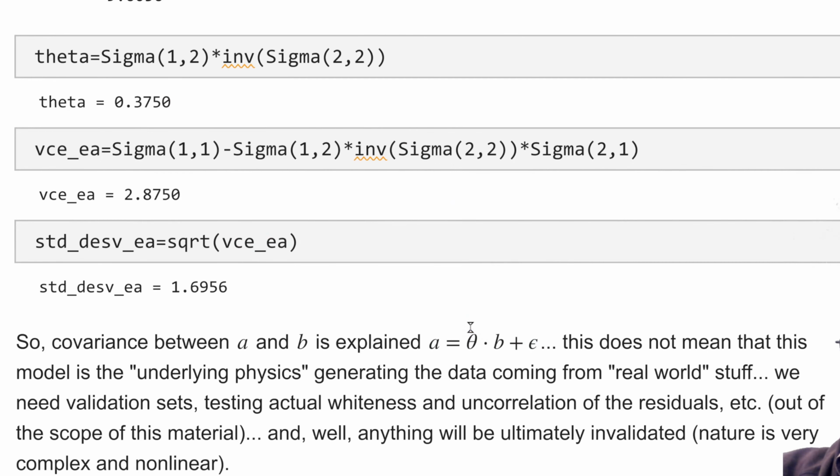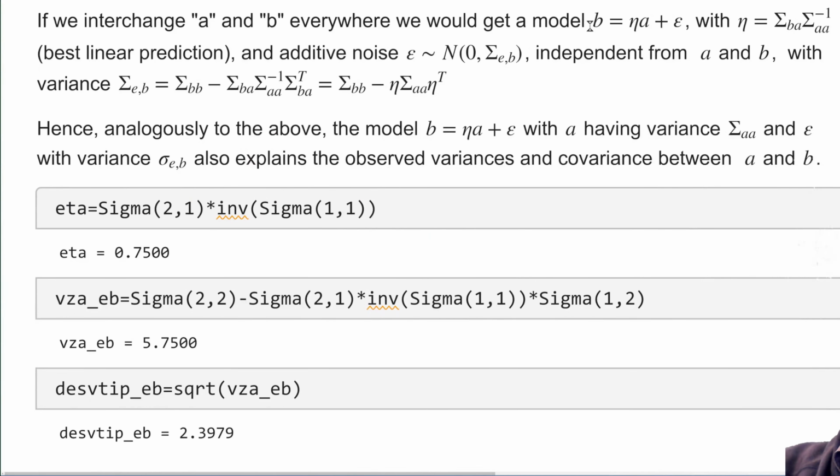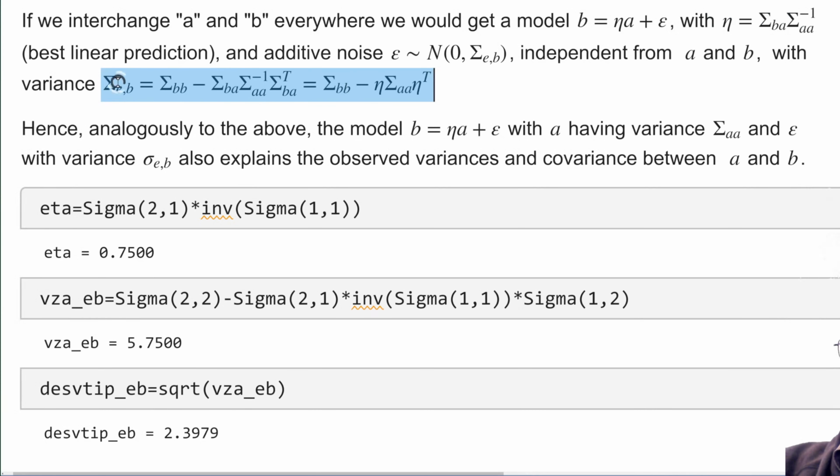Now, note that with this same covariance matrix, I can estimate B from A. Indeed, just changing letters B and A in subscripts everywhere in the above formulas, we would get that I can estimate B with an additive noise model, equal to some coefficient that I now name eta, with eta being, of course, covariance times the inverse of the variance of the input to my model, in this case A. The prediction error variance, the residual additive noise of this model, will have this variance that, multiplying and dividing by sigma AA, can be expressed as eta sigma AA eta transposed once I substitute this. So it's the same but changing A and B, as I said.